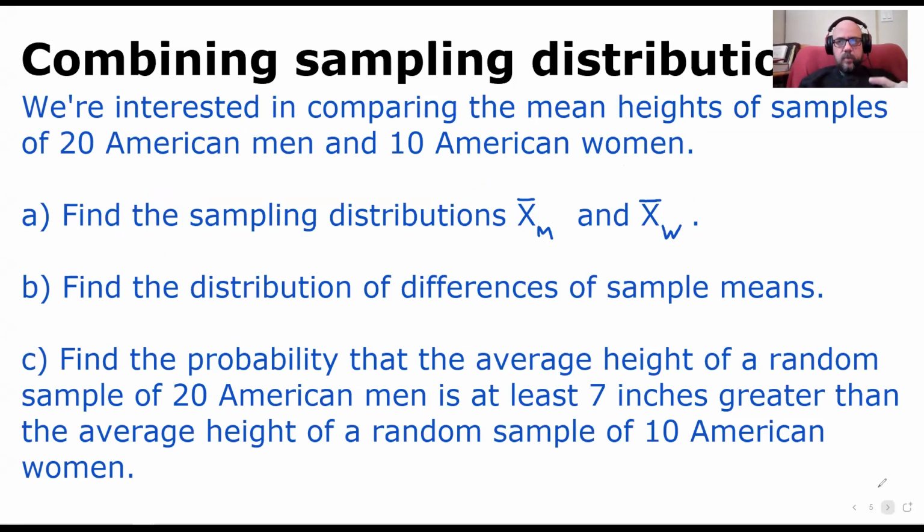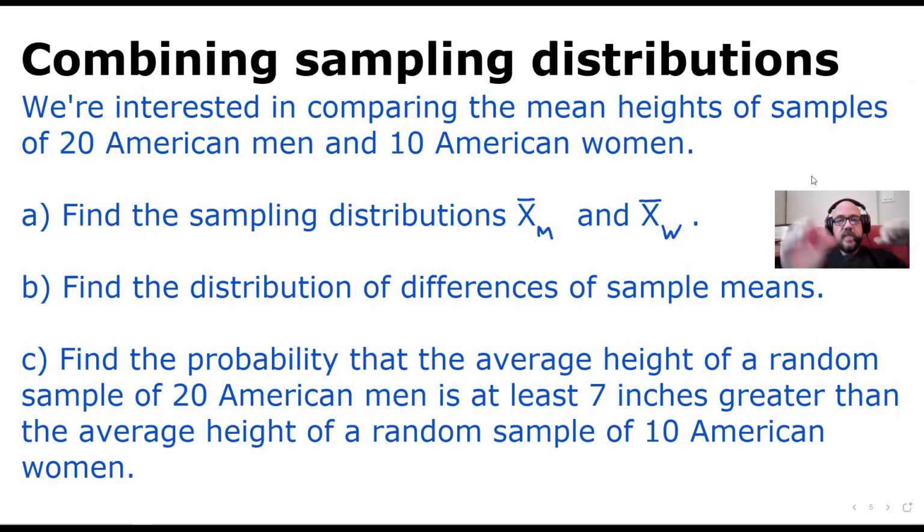I'm going to expand on that a little bit, because here's what we actually want to do. We want to combine not just any normal distributions, but specifically sampling distributions. Right now, the central limit theorem guarantees that most of our sampling distributions are normal, or at least most of the ones we're going to be using turn out to be normal.